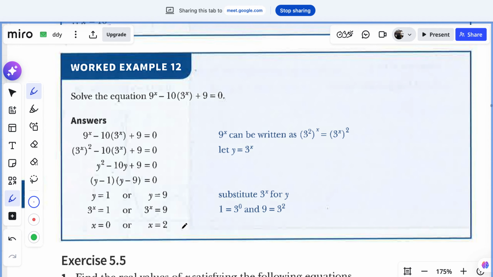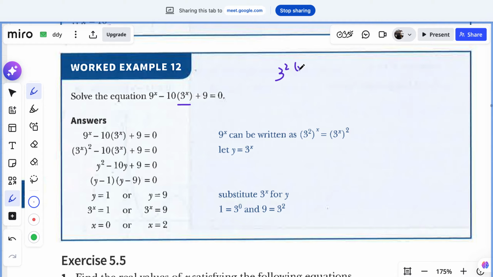Now we go to the last, but not the least, for today's class. Solve the equation 9 raised to power x minus 10 times 3 raised to power x plus 9 equal to 0. For sure, if you really understand what we've been doing, you should know this. This one will represent y. Because this is simpler than this, you cannot use the other one to represent y. This one, 9 means 3 squared. It means 3 squared, multiplied by x.